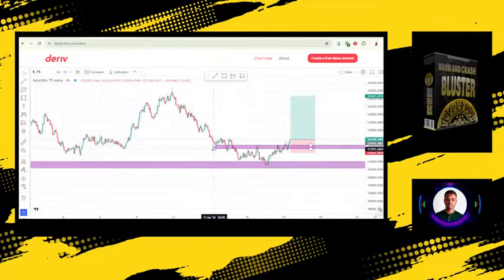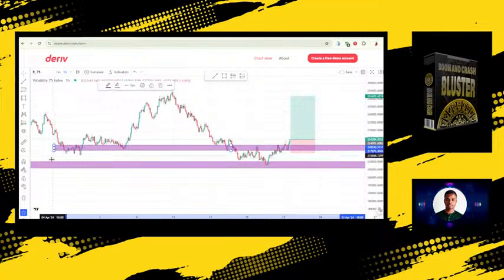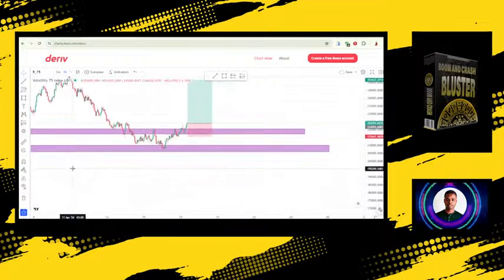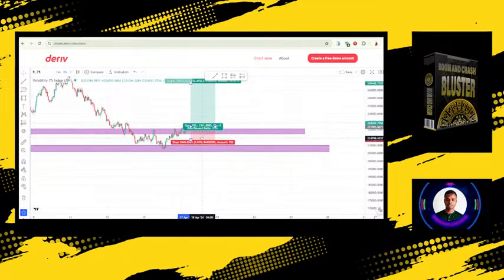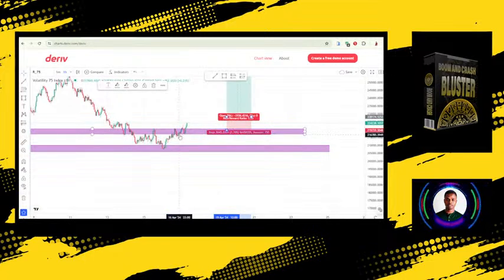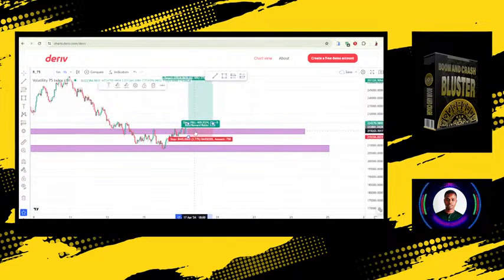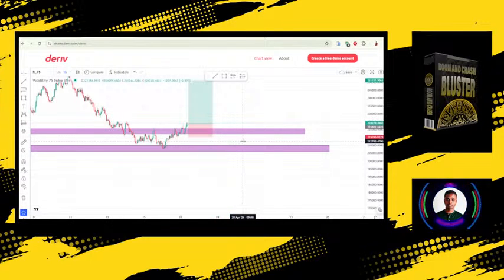You can see this zone was tested a lot of times even before. So the market loves to come back to this zone, and I'm going to let the market do that. I also think it's a good opportunity to buy right now. We might not get a reversal. So I'm thinking two things right here.